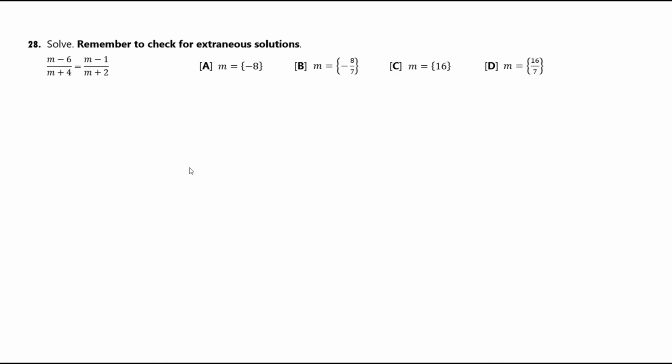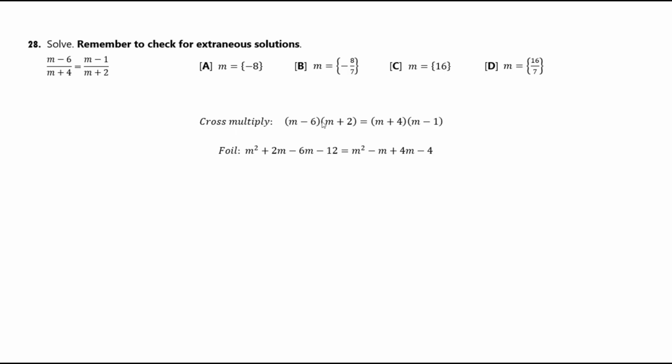For number 28, we need to solve this proportion. So this is going back to chapter 8, one of the last sections, chapter 8, lesson 3, when we were solving. What we need to do is cross multiply. So we're going to do m minus 6 times m plus 2 equals m plus 4 times m minus 1. We're going to need to FOIL this.